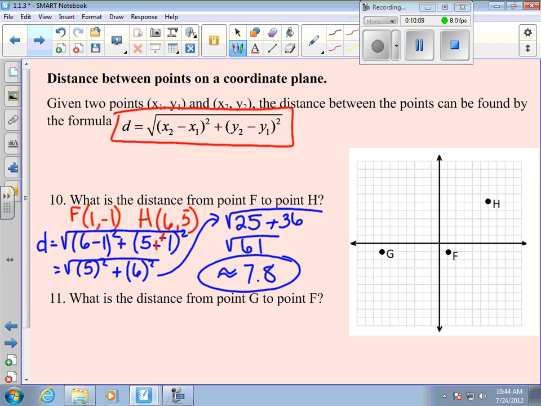So go ahead and finish up problem 11 for tomorrow. Find the distance between point G and point F, and we'll pick up with that.